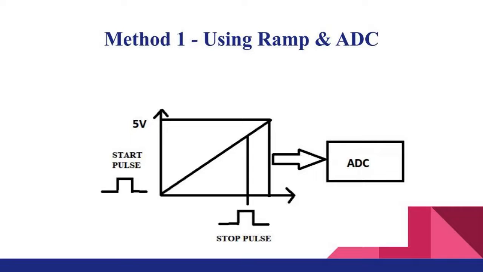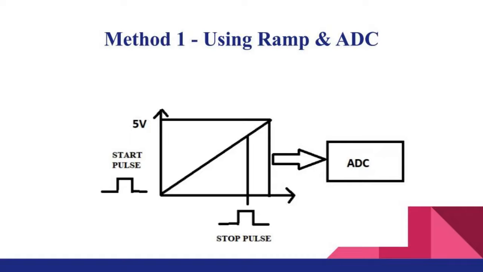So the first method is using ramp and ADC. In the ramp and ADC method, as we give the start pulse, the op-amp based integrator circuit will generate a ramp signal. As the laser turns on, the start pulse will come and it will start generating the ramp, and it will reach 5 volts in 25 microseconds.